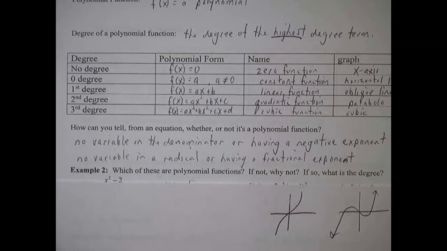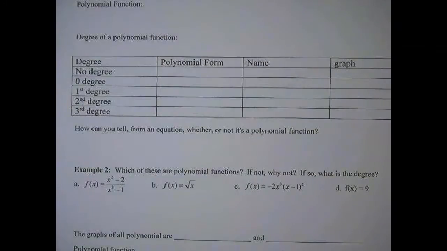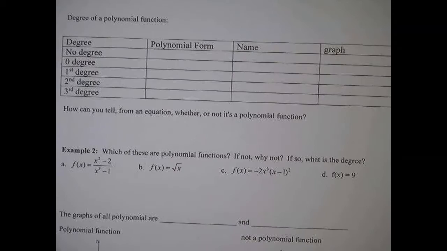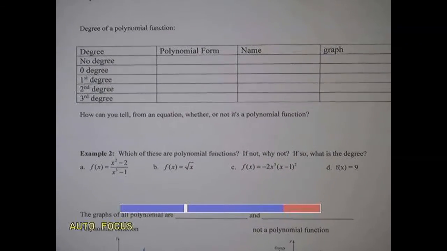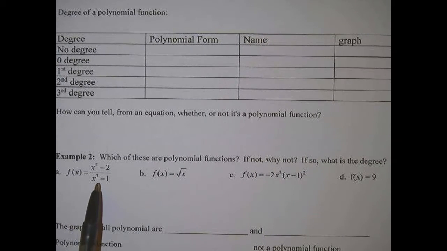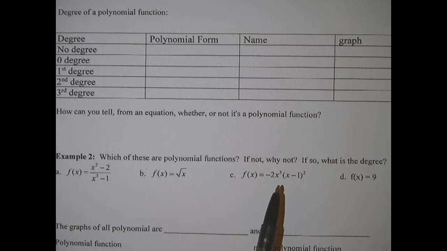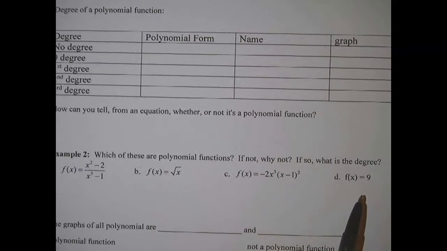All right, let's take a look at some functions and decide whether or not they are polynomials. Here are 4 functions, and we're going to use the test that we just talked about to decide. This one has a variable in the denominator. That means it's not a polynomial function. This one has a variable in a square root, which means it's not a polynomial function. This one has neither. That's a polynomial function. And this one is a polynomial function.